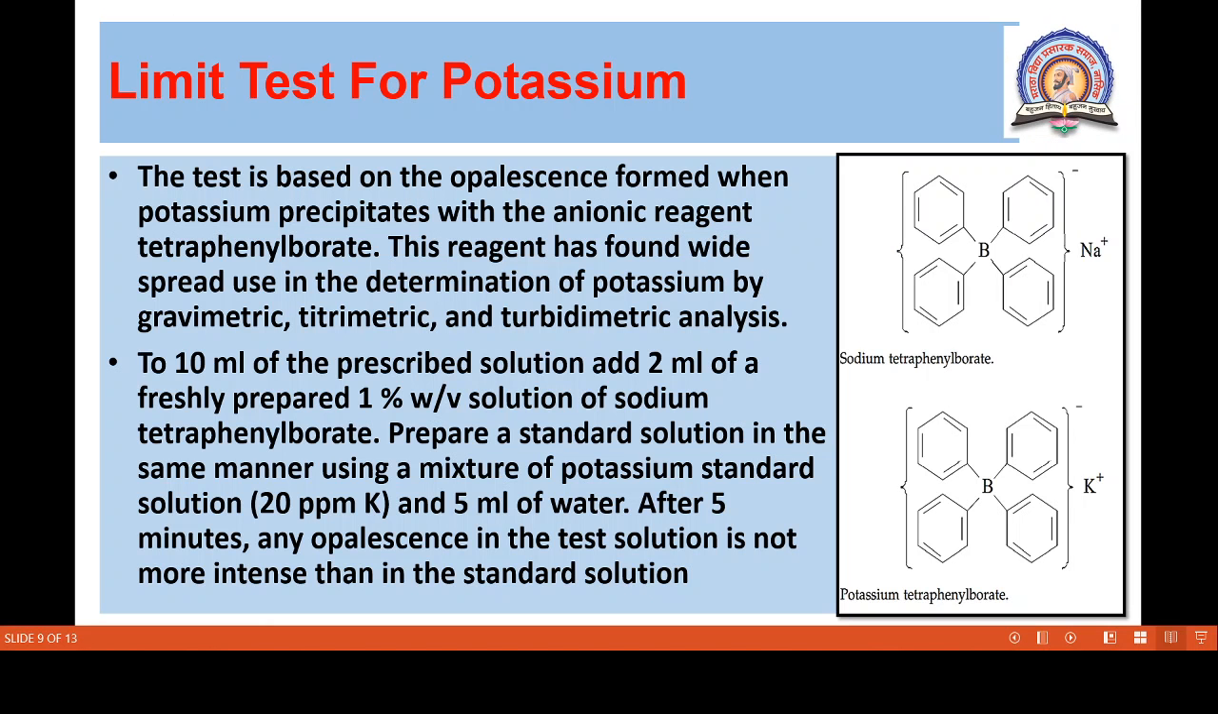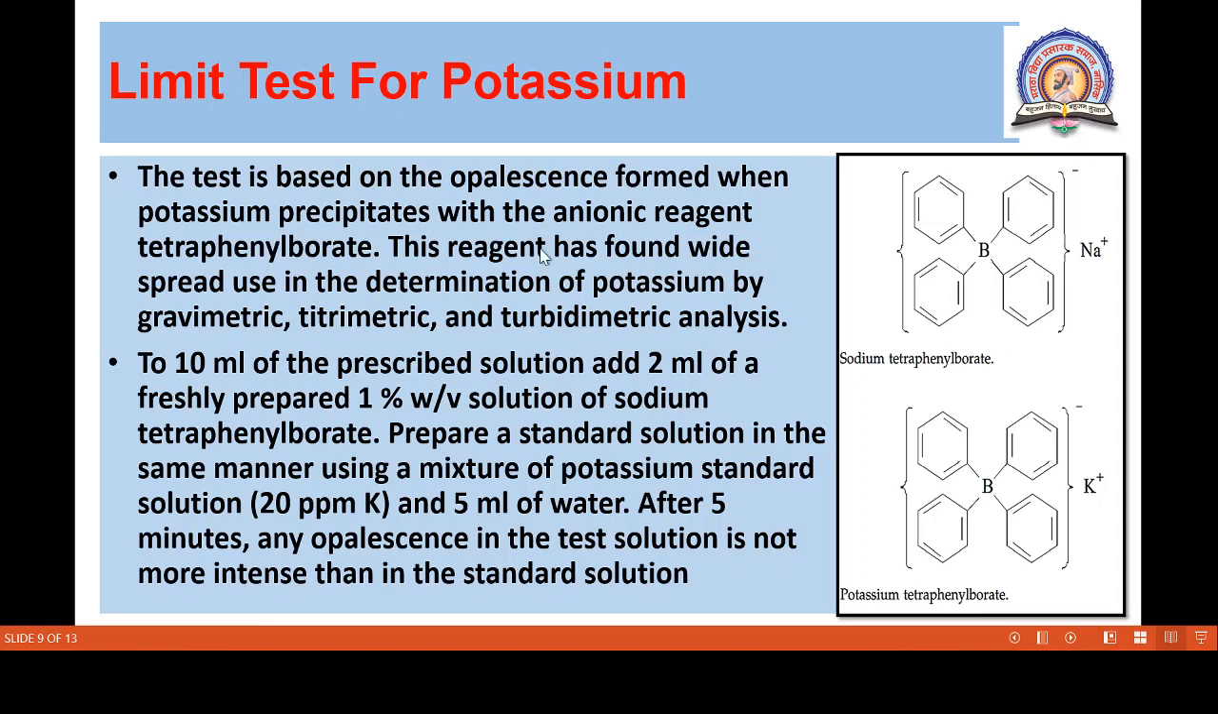Next, the limit test for potassium. The test is based on the opalescence, meaning the turbidity formed when the potassium precipitates with the anionic reagent sodium tetraphenyl borate. Tetra means 4 phenyl rings and B means the borate. This is the tetraphenyl borate. Anionic means sodium ion. Okay.